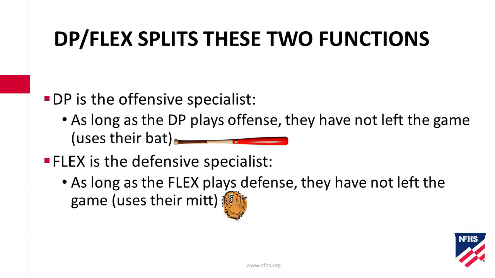Talking DP Flex and splitting that into two pieces, because again, the DP is our offensive specialist. So as long as they play offense, they use their bat, right? So that represents batting and running. But they use their bat, is what we're trying to get through. Again, they've never left the game. So we have a lot of things DP Flex can do. The DP can play defense for somebody. They can play defense for the Flex. They can do those kind of things and move in and out of the game. The biggest thing we want to try and lock people in is, if they continue to play offense, they use their bat, they've never left the game. So again, that visual piece to tie along with that.